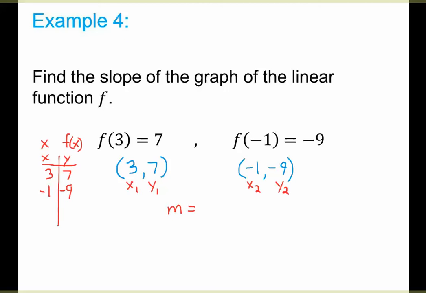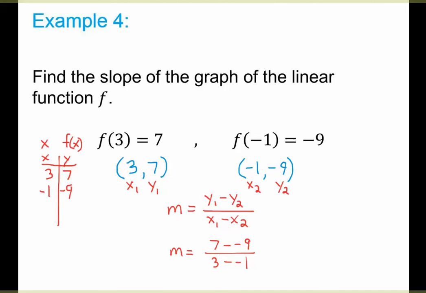Remember that slope is going to be the change in the y. So we subtract the y's to find that distance. That's your rise. Over the change in the x's. We subtract those x's to find your run. And you can just plug these in to find out what that slope number is going to be. So let me just set this up. Y sub 1 is 7. Y sub 2 is negative 9. X sub 1 is 3. And x sub 2 is negative 1. And notice how I kept the minus signs from the formula.